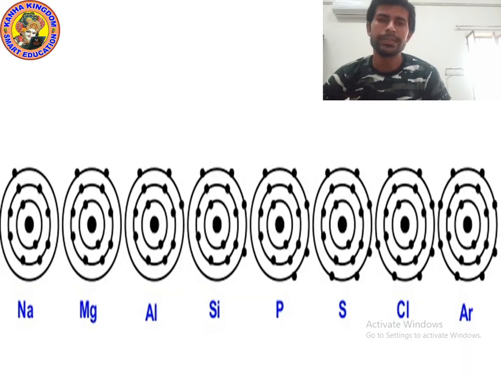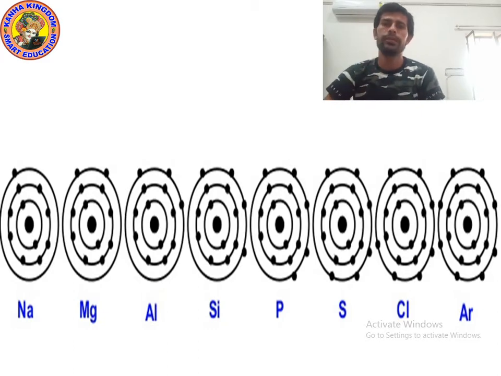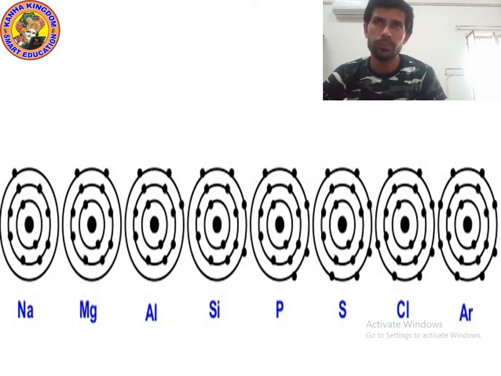Okay, kids, now let's talk about sodium. The symbol for sodium is Na. And in sodium, how many electrons are present? 11. Okay, 11 electrons are present. In the first circle, how many electrons can we fill? We can fill a maximum of 2 electrons. So we will draw 2 black dots.